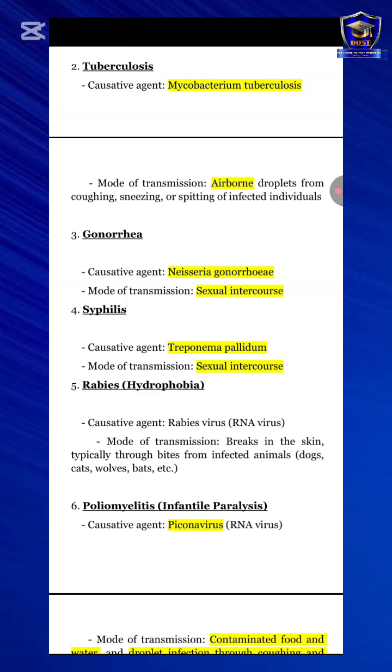Okay, and also wolves to cats, bats, all these are animals that can actually transmit this dangerous microorganism. And also, sixth on the list, we have poliomyelitis, also called infantile paralysis. The causative agent is actually picornavirus, which is also an RNA virus, just like rabies.